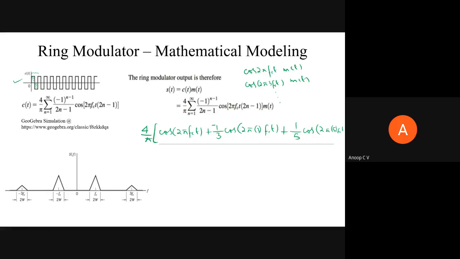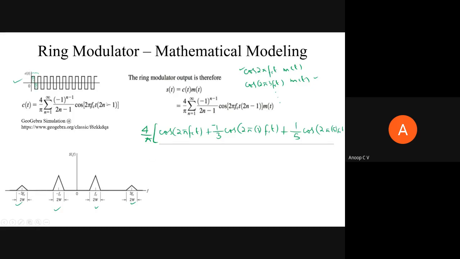So what happens is M of f will be shifted to plus fc and minus fc because of this first term, right? And it will further be shifted to plus 3fc and minus 3fc because of the second term. And we will even have M of f shifted to plus or minus 5fc, plus or minus 7fc, and so on, because of this Fourier series approximation we have considered.